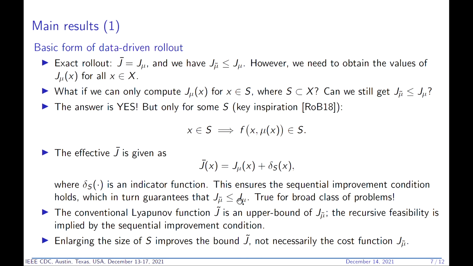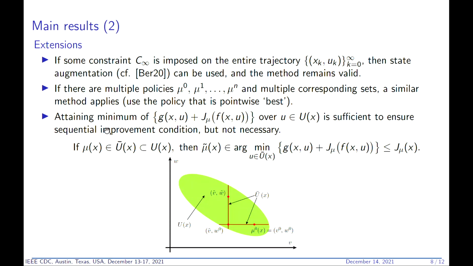Since our analysis relies on a fixed point equation, which puts little restriction on the problem, it holds true for a broad class of problems. Through this approach, we show that the conventional Lyapunov function is an upper bound of the cost function of the rollout policy, and recursive feasibility is implied by the sequential improvement condition. In addition, we can see that enlarging the size of S improves the bound, but not necessarily the cost function itself. Our method admits various extensions.